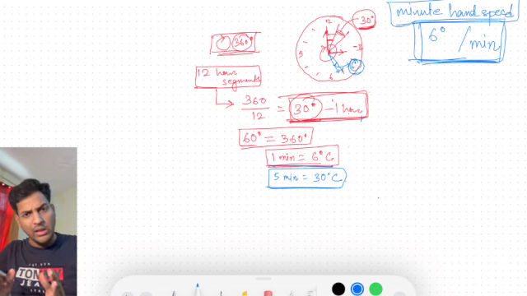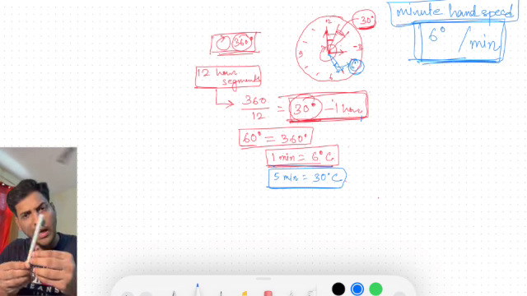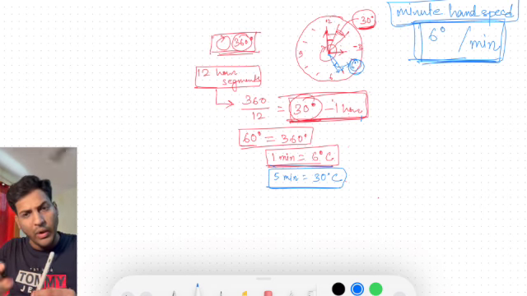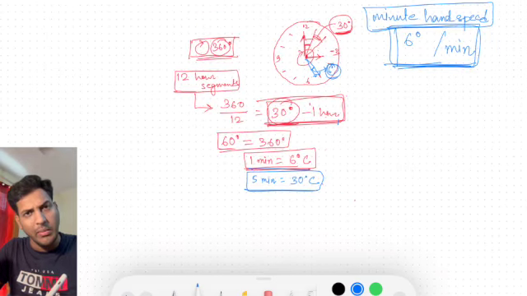Look, clock is nothing. You just have to understand that there are two vehicles. One is minute hand, one is hour hand. They both are moving with certain speed. And if you understand the speed of minute hand and hour hand, you will be very easily able to calculate their relative distance. When will hour hand catch the minute hand? When will minute hand catch the hour hand? All these kind of things you will be able to calculate very easily.